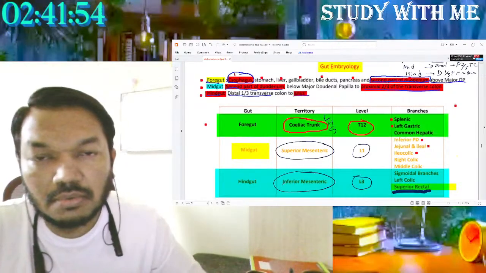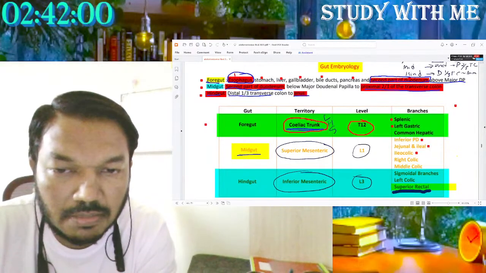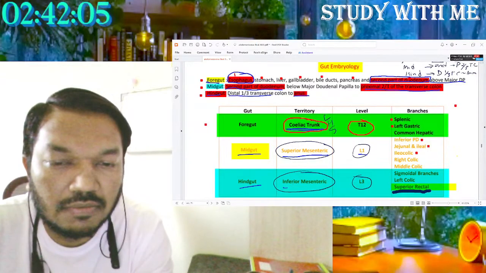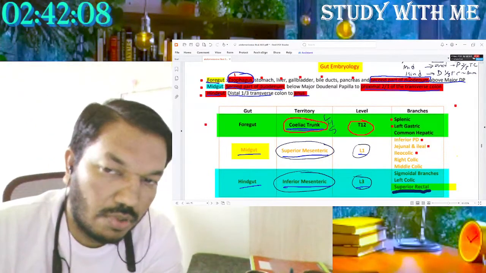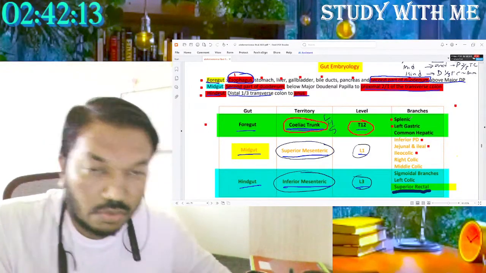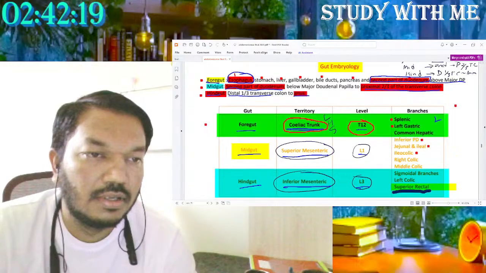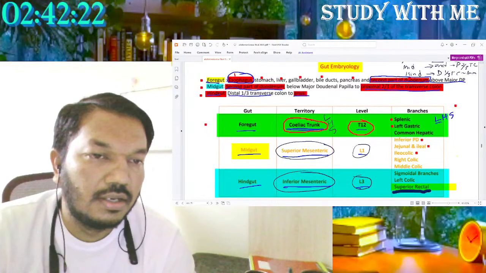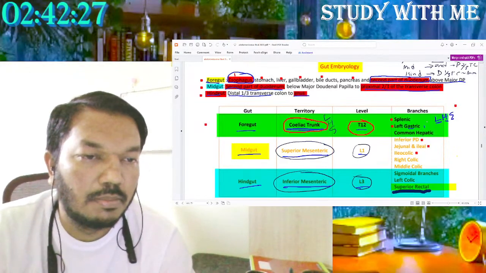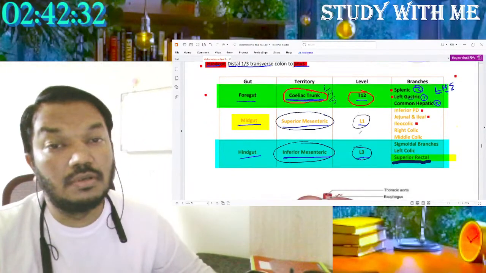Now, foregut mainly gets supply from the celiac trunk. Midgut gets supply from the superior mesenteric artery at level L1, and hindgut from the inferior mesenteric artery at level L3. The celiac trunk branches are the left gastric, hepatic and splenic. These are the branches of the celiac trunk.